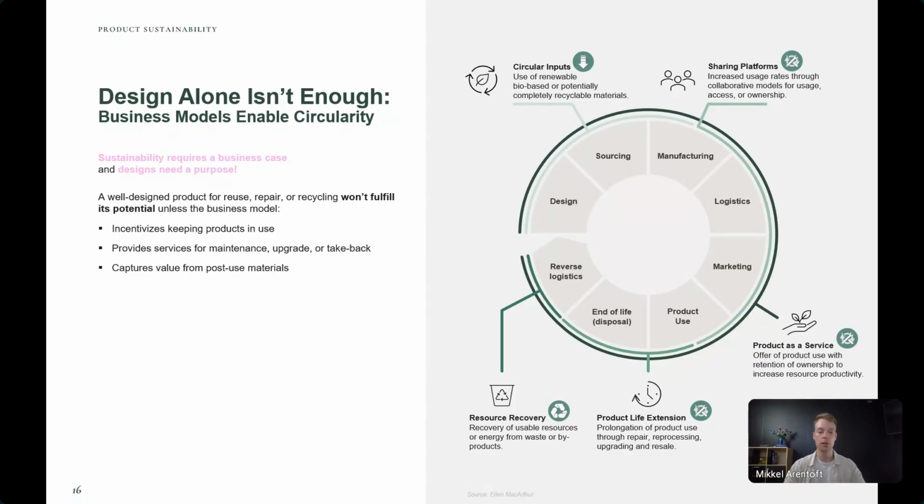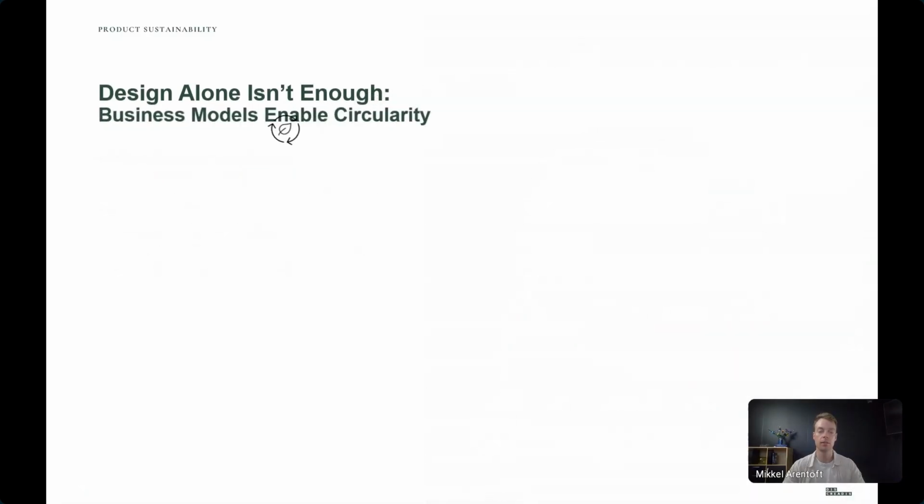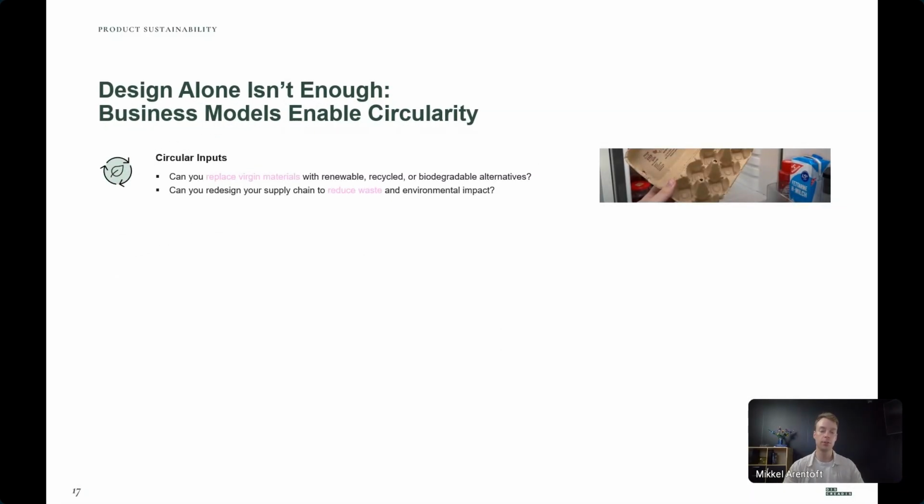Another circular business model is resource recovery, where the revenue could come from recovering resources from disposed products or savings from reusing parts or materials from older products and new products. And then we have product as a service, which could be leasing out your product entirely. Looking at the different circular business models might inspire how you need to design your product to increase sustainability.